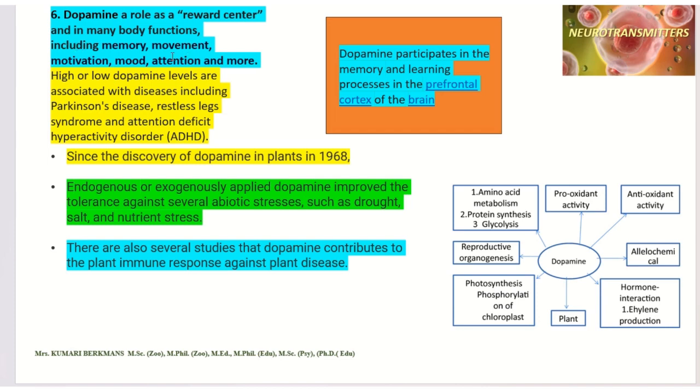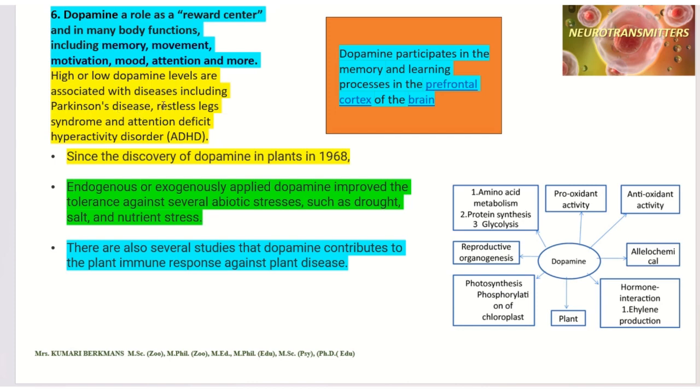Dopamine is involved in many body functions, including memory, movement, motivation, mood, attention, and more, if it is secreted in a good amount in your body. High or low dopamine levels are associated with diseases, including Parkinson's disease, restless leg syndrome, and attention deficit hyperactivity disorder, ADHD. So if it is not at a normal amount, if it is high or low, these occur.